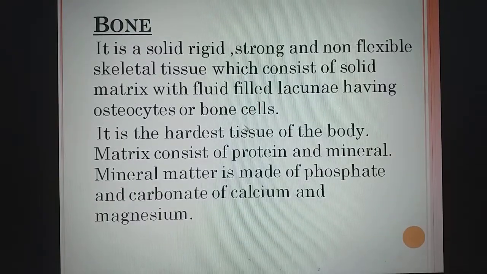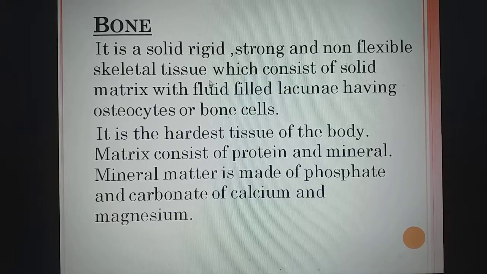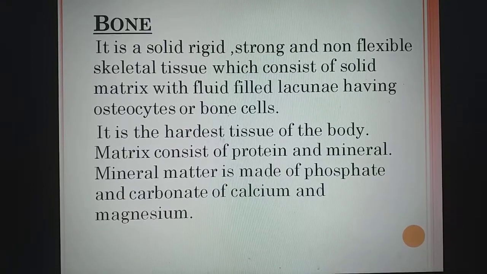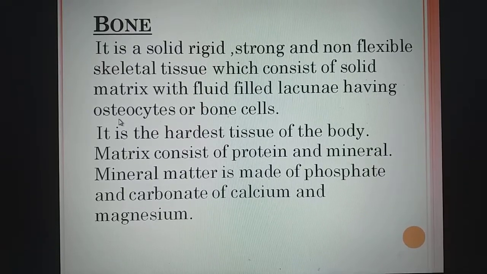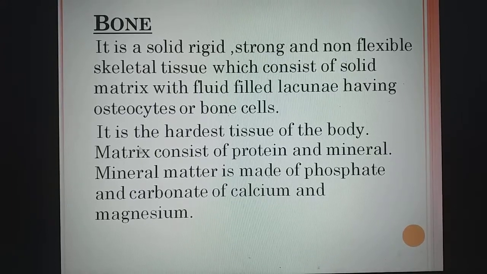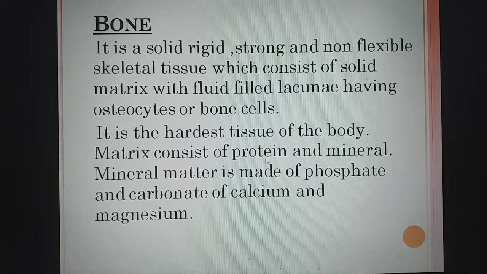Now next topic is bone. Bone is solid, rigid, strong and non-flexible skeletal tissue which consists of solid matrix with fluid-filled lacunae having osteocytes or bone cells. So there we have seen that in the cartilage the cells are known as the chondrocytes. Here the bone cells are known as the osteocytes. It is the hardest tissue of the body. Matrix consists of protein and mineral.